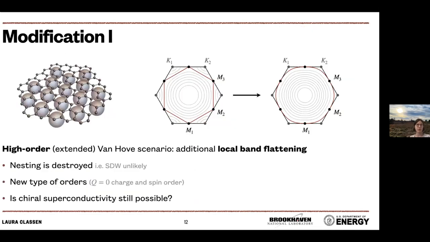And this leads to this first modification for a so-called extended or high order Van Hove scenario, where we have an additional local band flattening around these Van Hove points that changes this perfectly nested hexagon to something that looks like a circle. So the Fermi surface is changed drastically. This means nesting is destroyed and the density wave becomes very unlikely. And instead we would expect new types of orders with characteristic momentum transfer of zero. And then with the density wave fluctuations missing, the question is: is chiral superconductivity still possible?